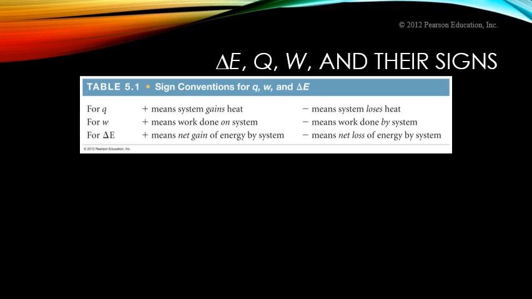So when we're looking at the different signs for each of these different components, if we're looking at Q, the heat energy, if it has a positive sign, then that means that the system is gaining heat. If it has a negative sign, then the system is losing heat.